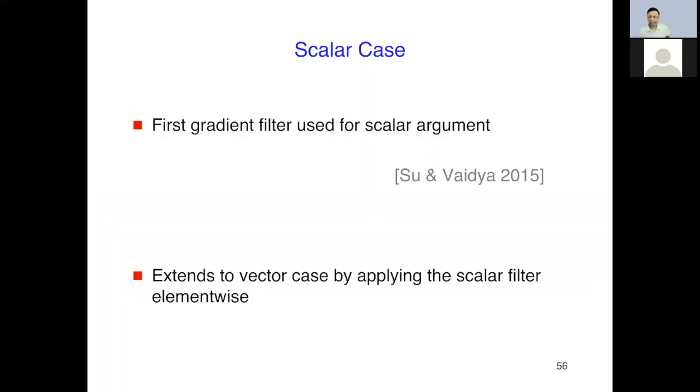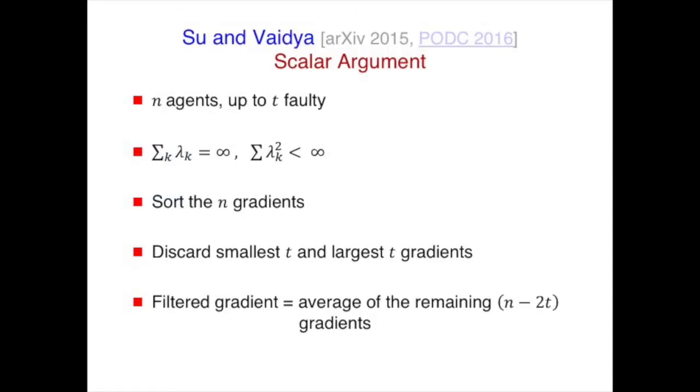So the very first paper in this space, at least that I know about, was designed for fault-tolerant optimization for arguments that are scalars, basically a real number. One can extend that filter to vector arguments by essentially applying the same filter to each element of the vector element-wise. And people have done that too by now. But the first paper really did not do this part, just looked at the scalar argument. So what is that filter?